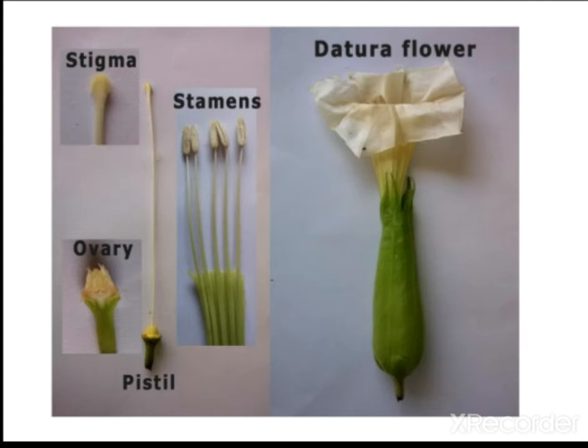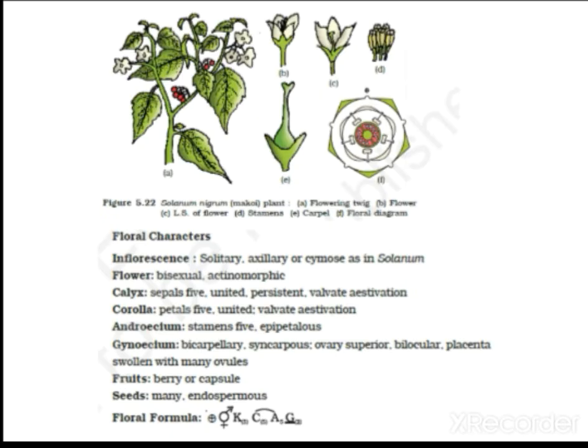Even the ovary also, a TS, a transverse section, you can take and do. It is the Solanum nigrum plant. It is also coming under the Solanaceae family. So here you can see the floral diagram, it is given here. The plus symbol is given within this, which means it is an actinomorphic flower.